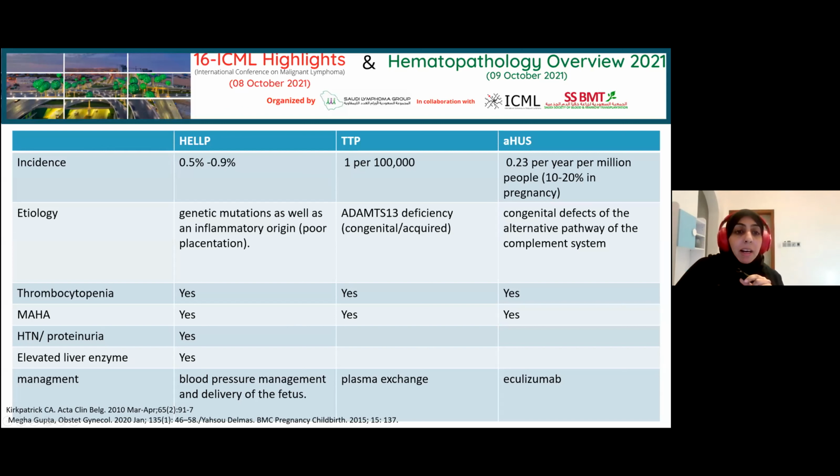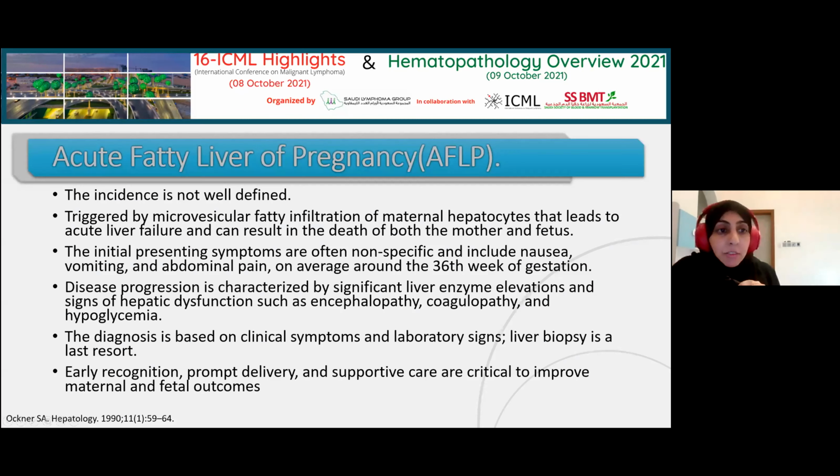Okay. The last differential diagnosis of thrombocytopenia in a pregnant lady is the very rare and life-threatening condition, acute fatty liver of pregnancy. The incidence is not well defined and varies through the literature. It is triggered by microvascular and fatty infiltration of the maternal hepatocytes, which leads to acute liver failure and results in the death of the mother and the fetus.